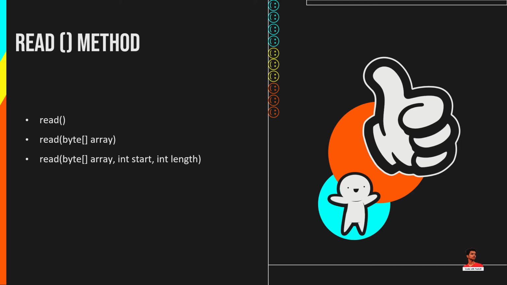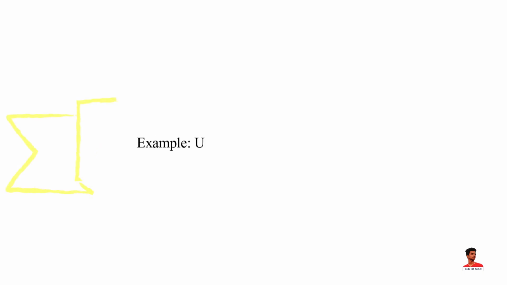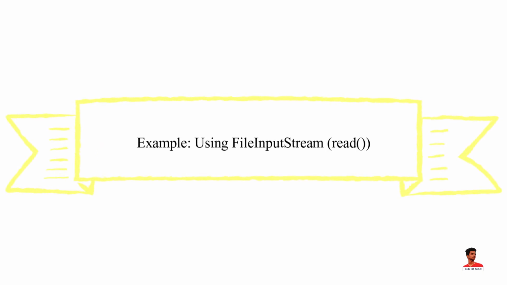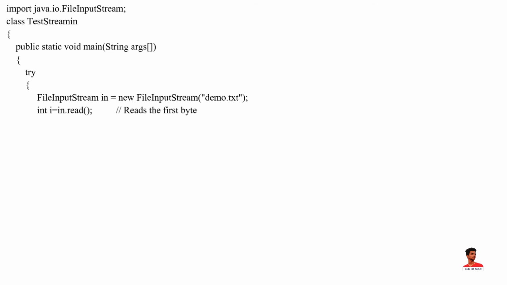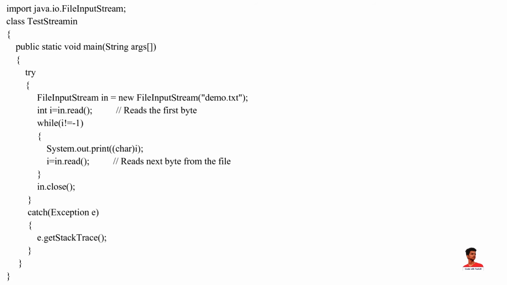Suppose we have a file named demo.txt. Let's try to read this file using FileInputStream. In this example, we have created a file input stream named in. The input stream is linked with the demo.txt file. To read data from the file, we have used read method inside the while loop.